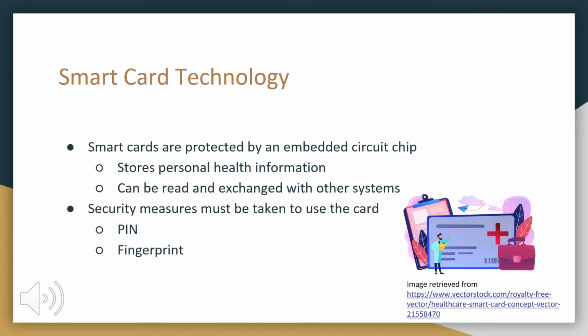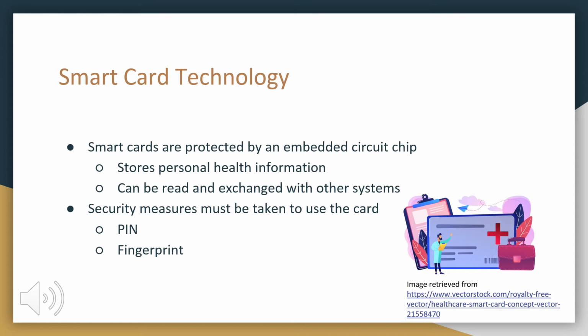The second process we will discuss is smart card technology. Patients can feel in control of their healthcare data by using a smart card to help store their personal health information. These smart cards are protected by an embedded circuit chip. It can be read and exchanged with other systems as it uses an encryption algorithm to ensure privacy. Security measures must be taken to use the card. They can enter their PIN number to allow access. Kind of works like a debit card.